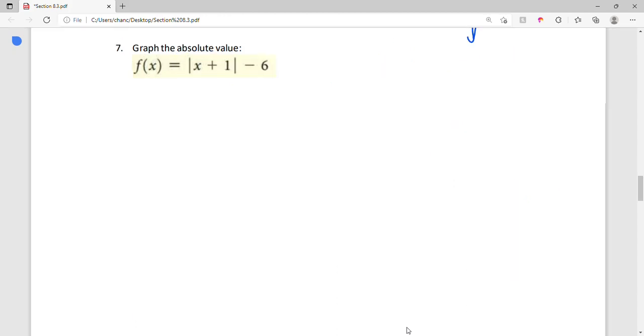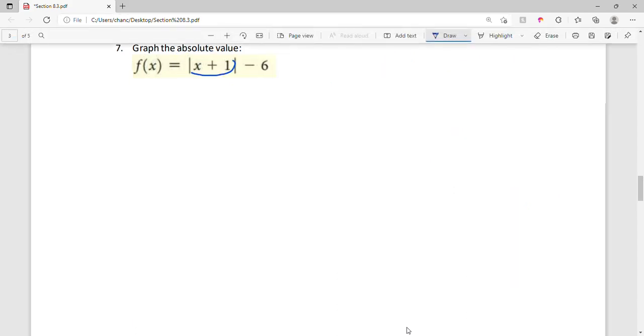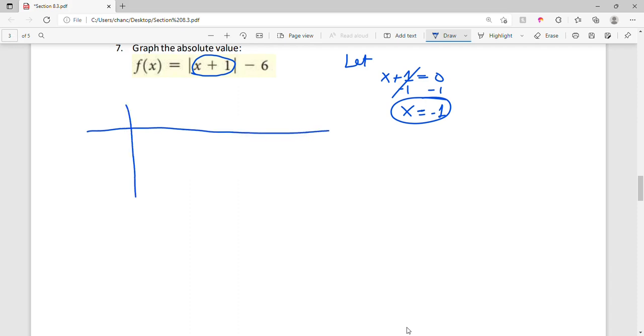Let's try it again for question 7. Always let that inside be equal to 0 first. Let's let x plus 1 be equal to 0, so we can solve for the vertex. And this gives me x equals negative 1. This is going to allow me to build a table now. We'll start with the table. Negative 1 is in the middle, and I'm going to pick values that are below negative 1, such as negative 2, negative 3, and values that are above, 0 and 1.